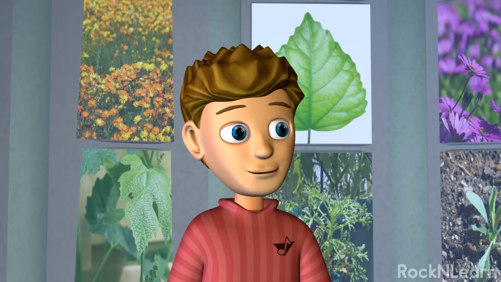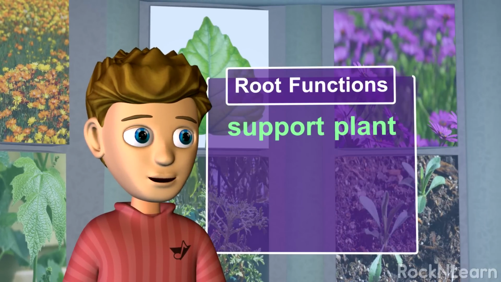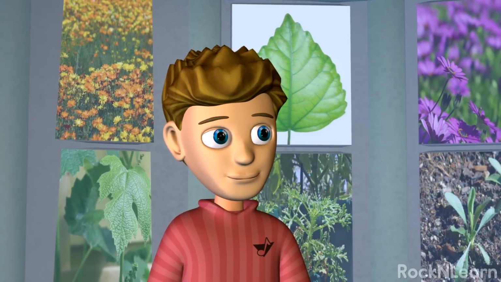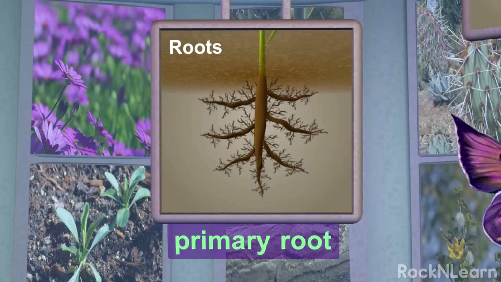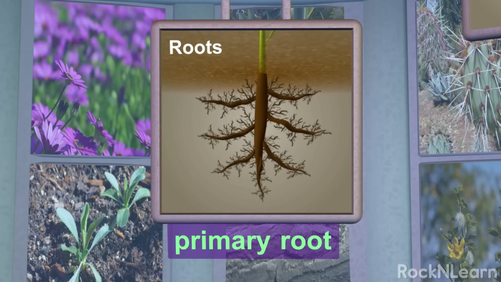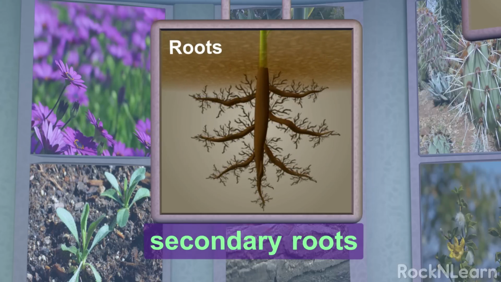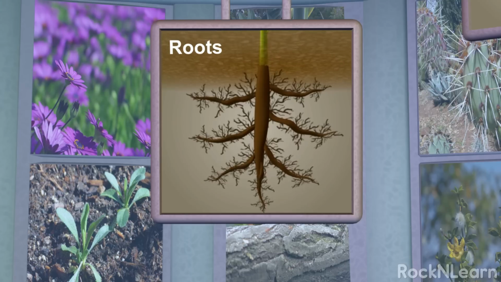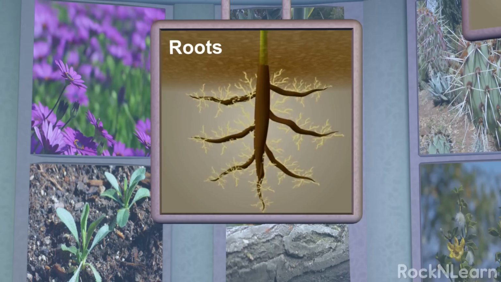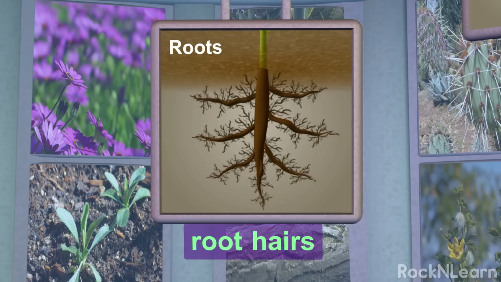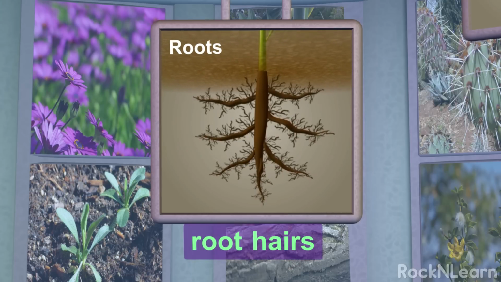Cool! So the roots are used to support the plant, gather water and nutrients, and store the food that the plant makes. The primary root grows first and is the thickest. It grows downwards. Secondary roots grow out from the primary root in many directions. On this plant, notice that the secondary roots are not as thick as the primary root. And these tiny little roots that cover the other roots are called root hairs. They maximize water and nutrient absorption from the soil.